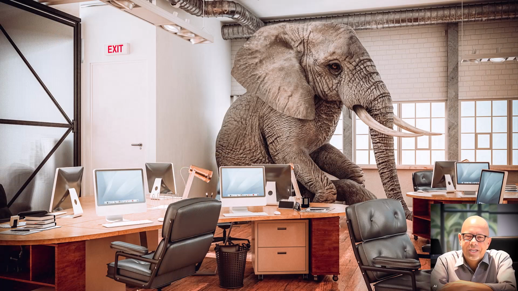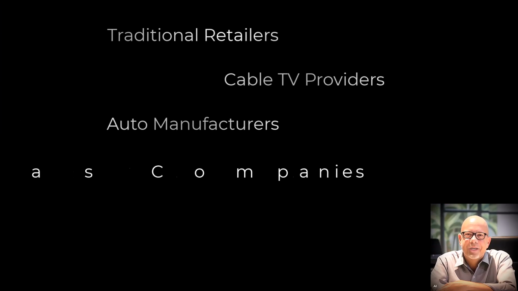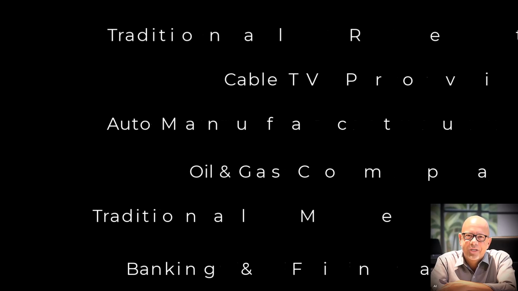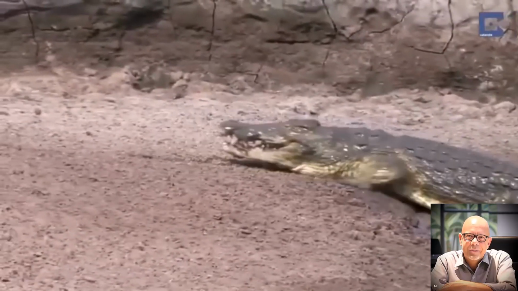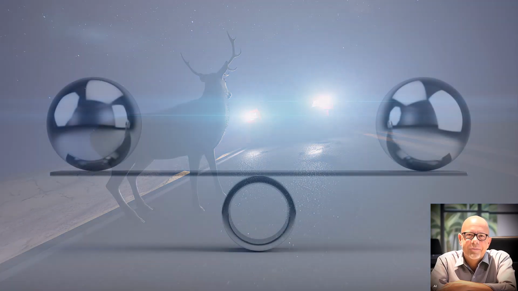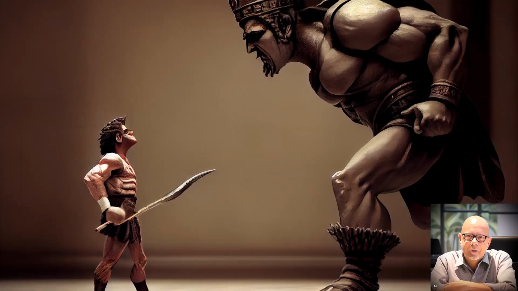There are several obvious industries that are facing disruptive change, but inertia is keeping many in those industries from taking action. Traditional retailers, cable TV providers, auto manufacturers, oil and gas companies, traditional media, banking and financial services, and many others are in the crosshairs. Whether they evolve and evade or freeze like a deer in the headlights will determine their fates. The greatest equalizer ever created was technology. Small organizations could not only compete with large ones, but the more nimble ones could even overtake them.